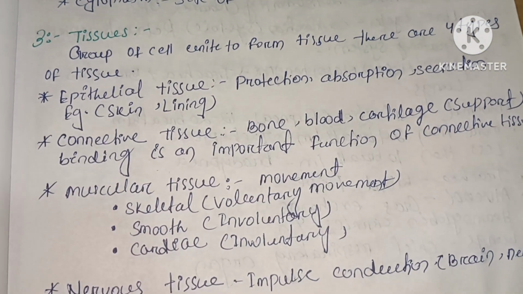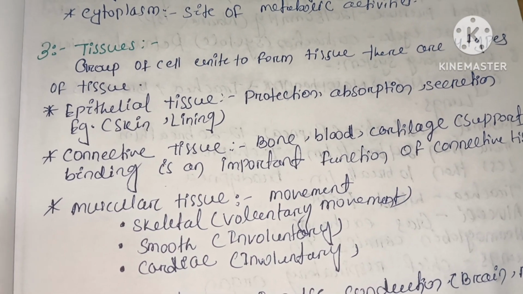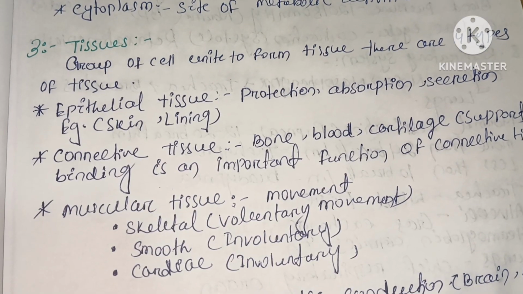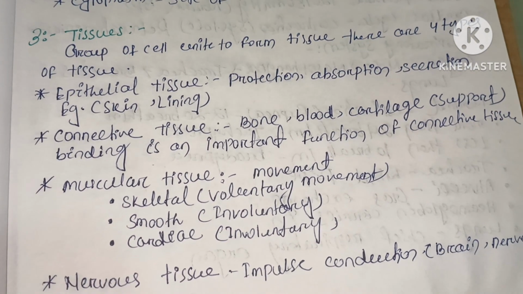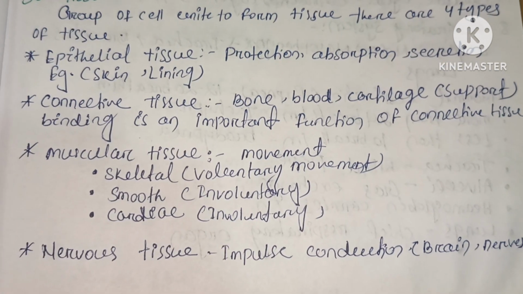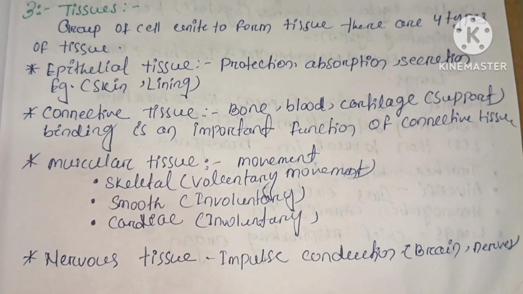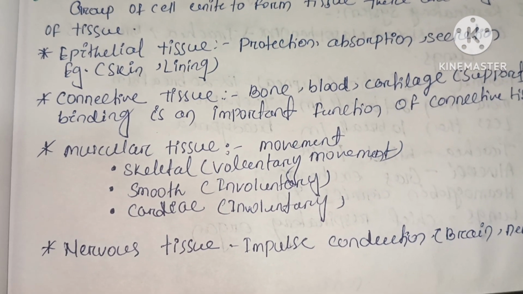Then we come to the next point, that is the tissue. A group of cells unite to form tissue. There are 4 types of tissue. First is epithelial tissue. It lines the body cavities and skin; its functions are protection, absorption, and secretions. Connective tissue includes bone, blood, and cartilage, which support the body, and binding is an important function of connective tissue.